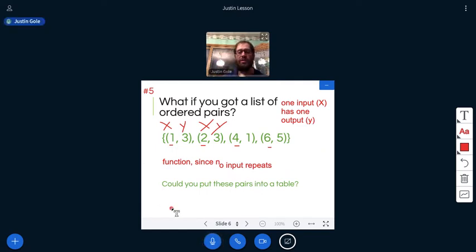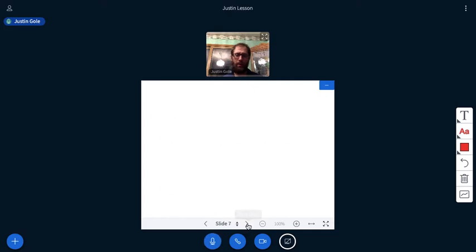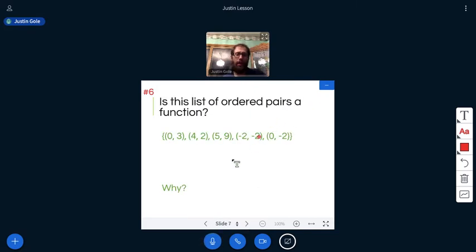You could put this in a table, is the question, right? Couldn't you put it into an x y table? That's another way of approaching this, absolutely. So now, I want you to pause and try to figure this one out. Remembering one input x has one output y in a function. So is this a function? Pause and try to figure it out.